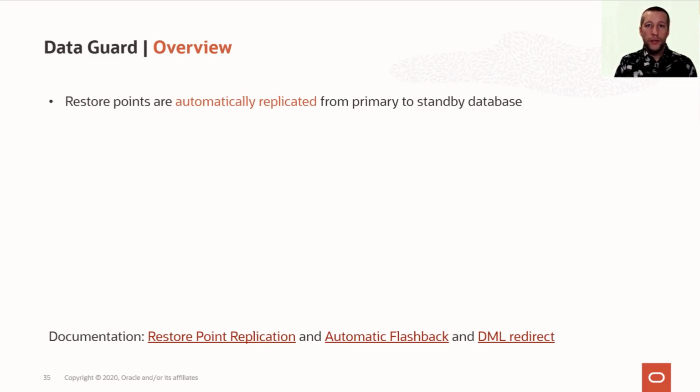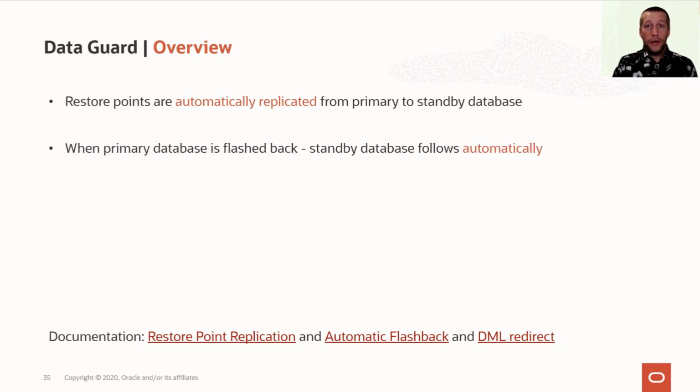In addition to that, it's worth noticing that restore points on the standby database are always normal restore points. So even if you create a guaranteed restore point on the primary database, it will become a normal restore point on the standby database. This is by design because we don't want any interruptions on the standby database that are caused by, for instance, the fast recovery area filling up.